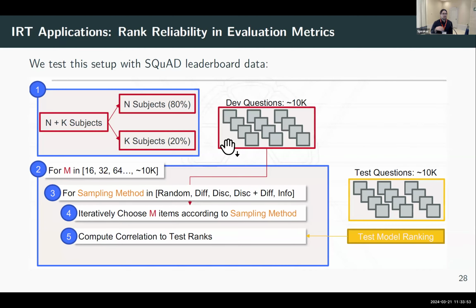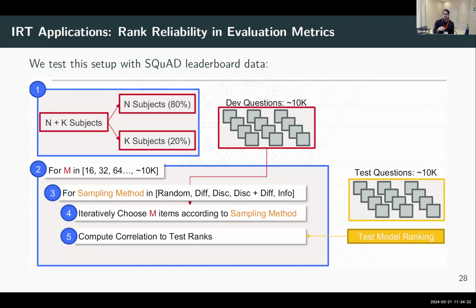So we would pick either 16 or 32 or 64 up to 10,000, and then rank models according to that, or rank models according to the discrimination parameter. And then compute the correlation of the rankings generated from this sample with this particular method to what the rankings would be if you use all the test questions. And the reason why this is 10,000 is because the dev set for SQuAD is actually 20,000. But we wanted to essentially have our own mini dev set that's completely separate.